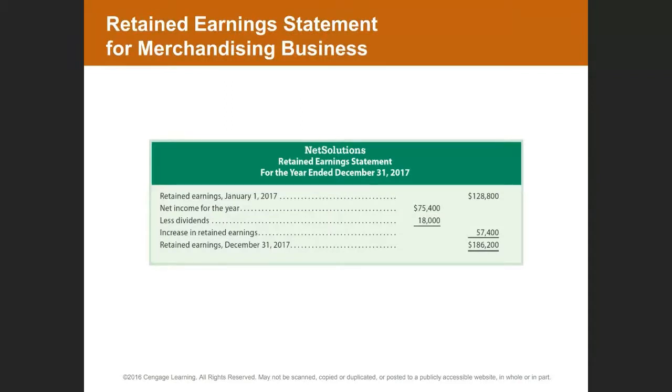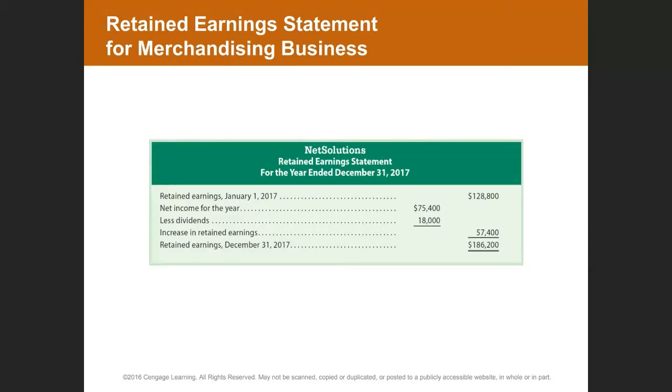So this is an example of a retained earnings statement. You'll see here, you've got your retained earnings from January 1, and then we're pulling in our net income from the income statement. So if the income statement's wrong, our retained earnings is wrong.